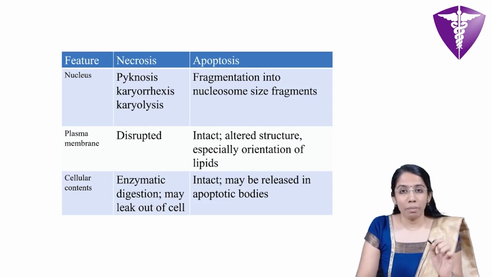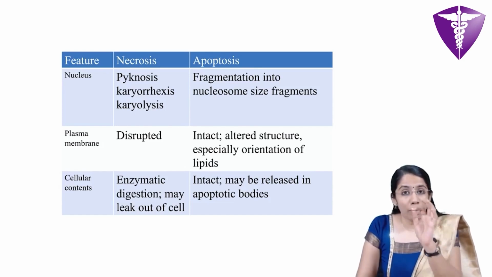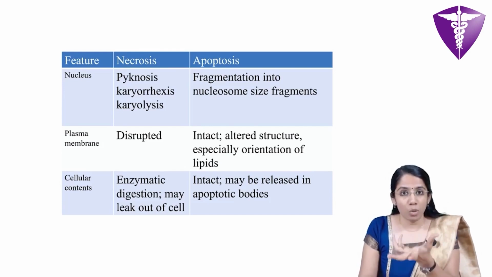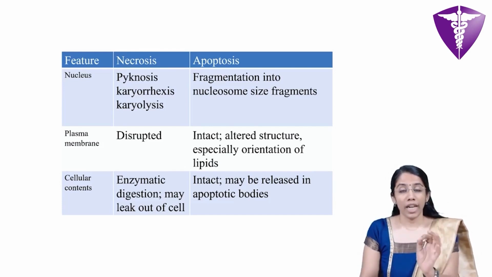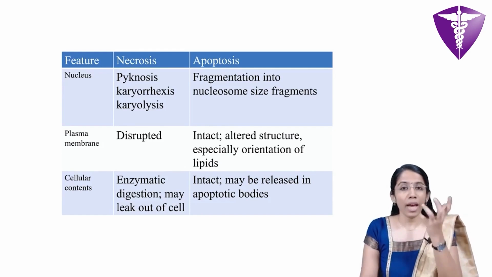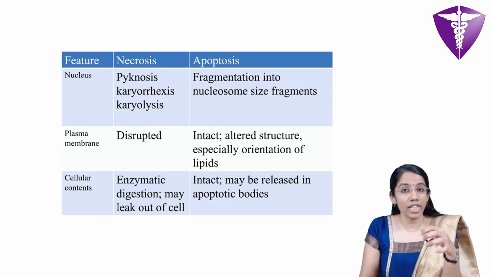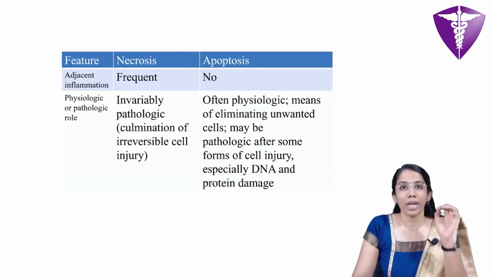Then about the plasma membrane: in apoptosis, the plasma membrane remains intact but undergoes alterations to attract phagocytes. But in case of necrosis, the plasma membrane is disrupted. And in necrosis, enzymatic digestion occurs and the contents may leak outside the cell, whereas in apoptosis, the contents remain intact.